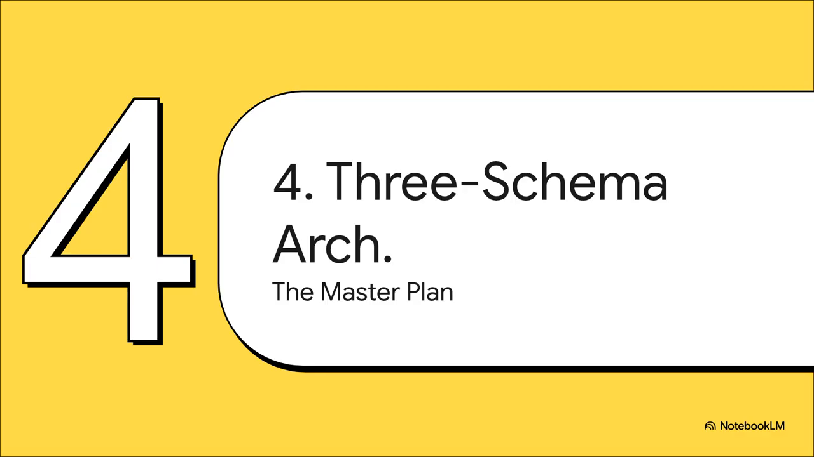This brings us to the master plan that ties this whole thing together. It's called the three-schema architecture, and it is the brilliant solution that organizes these different levels of abstraction to perfectly separate what the user sees from how the data is actually stored.